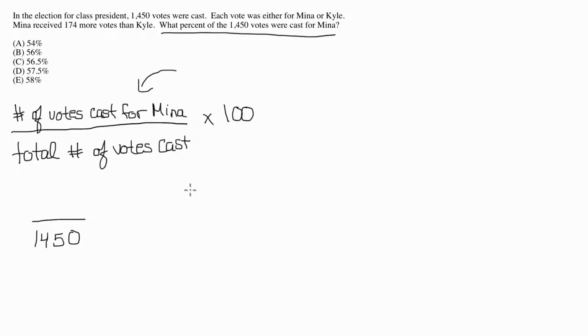We do have a second piece of information besides the fact that 1,450 votes were cast, and that is that Mina received 174 more votes than Kyle. So let's say we've got Mina, and we want to know how many votes Mina got, and we've got Kyle, and we want to know how many votes Kyle got.